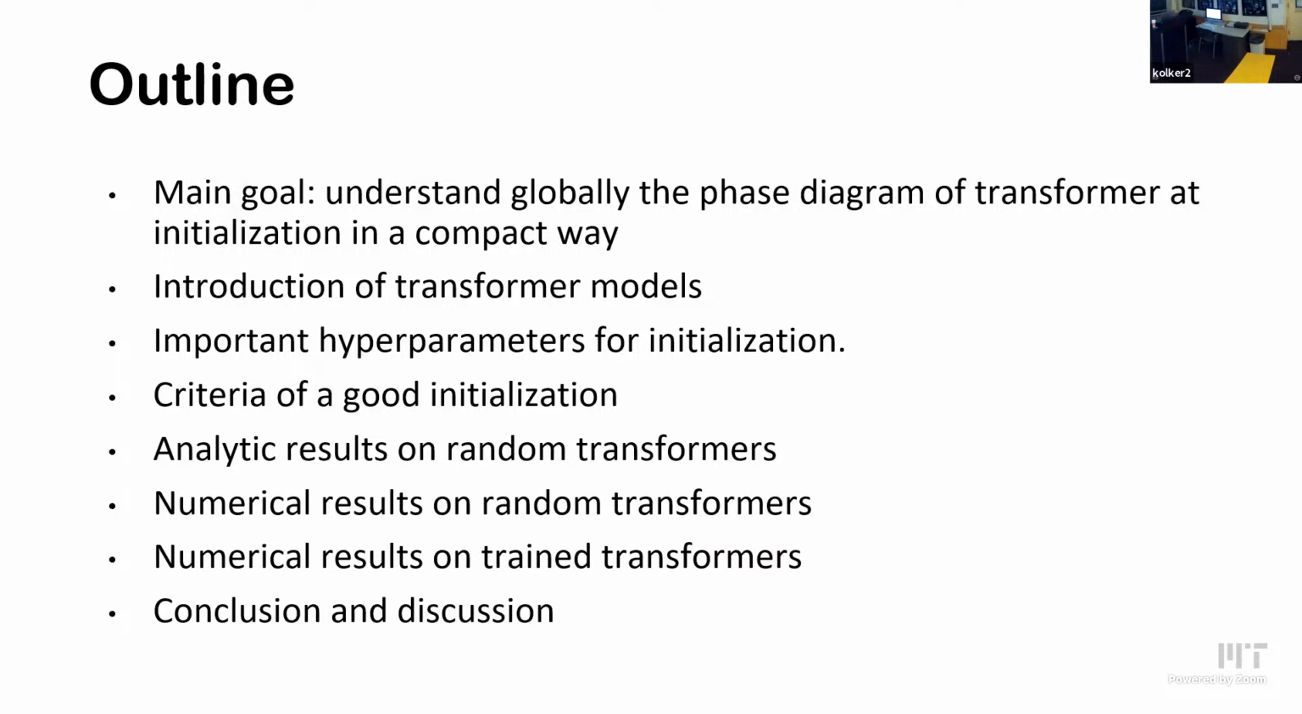Can you hear me well? Okay, thanks. Yeah, so the main goal is, is there a laser pointer? Never mind, yeah. The main, sorry. Oh, okay, thanks.